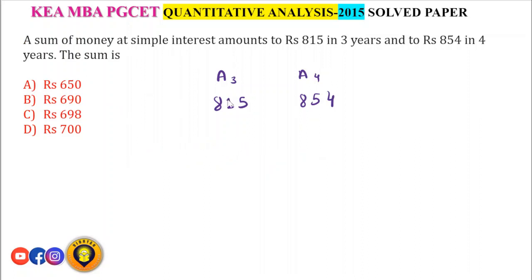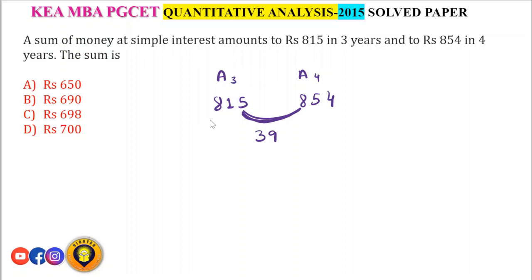Now, the third year amount is given as 815 and the fourth year amount is 854. The amount has increased, which means interest is added in 1 year. How much interest is added here? 854 minus 815 is 39 rupees of interest. So that is the interest added from the third year to the fourth year.